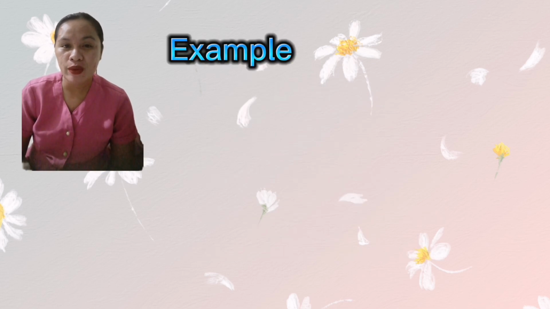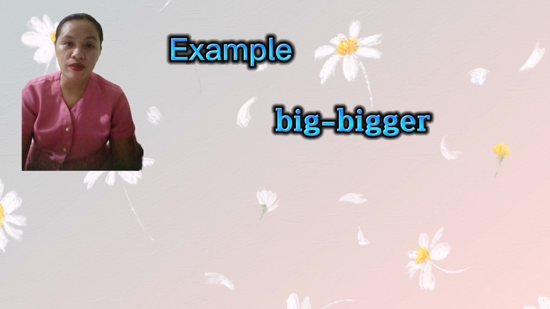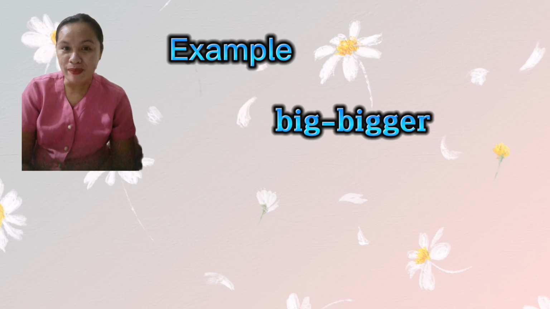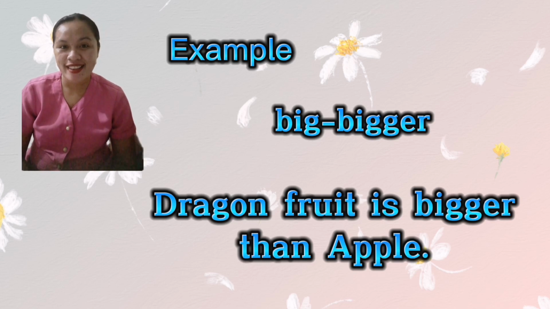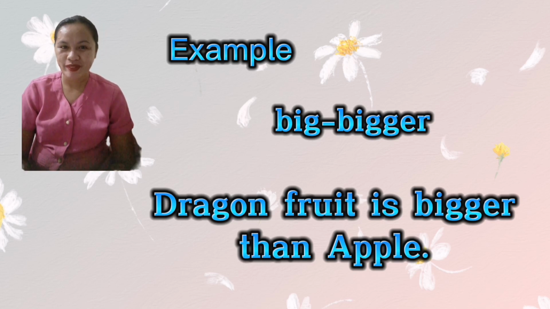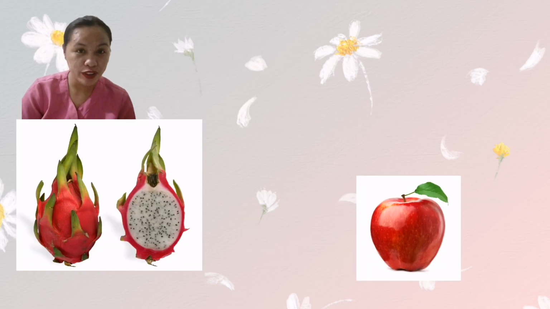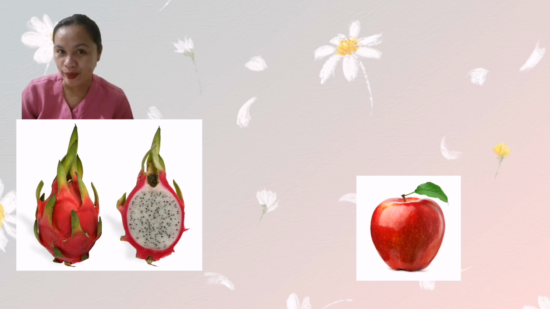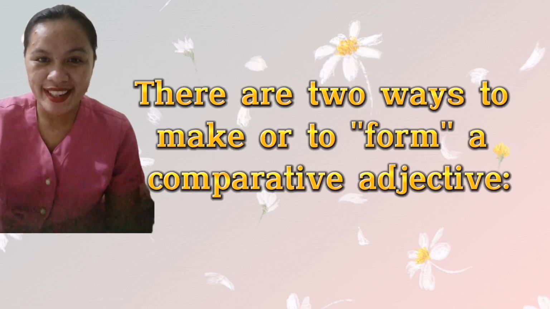In the example below, bigger is the comparative form of the adjective big. Example, dragon fruit is bigger than apple. Alright, so we are comparing the dragon fruit and the apple. So we use bigger. Formation of comparative adjectives.